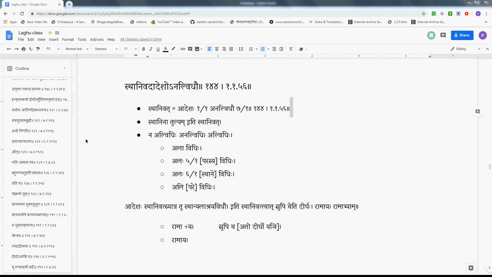Anything else? Anyone else? Okay. So we'll try to go a little slow because, especially in Subanta, there are a lot of words which we have not seen and there are so many sutras applying to each one of them. It's easy to make mistakes and easy to miss important points as well.